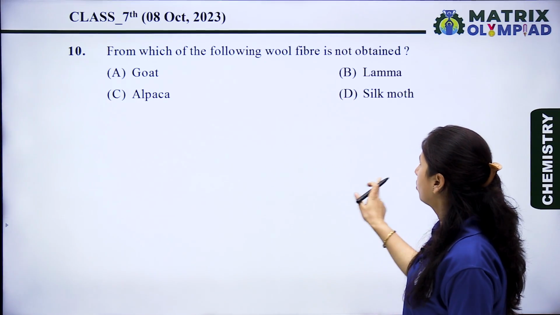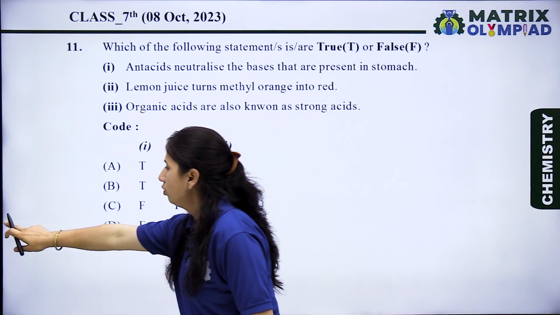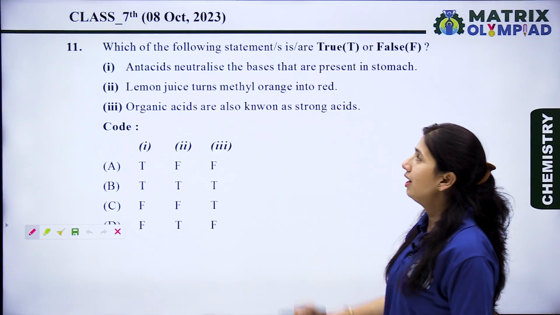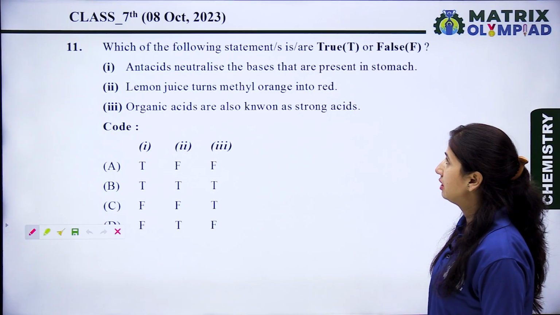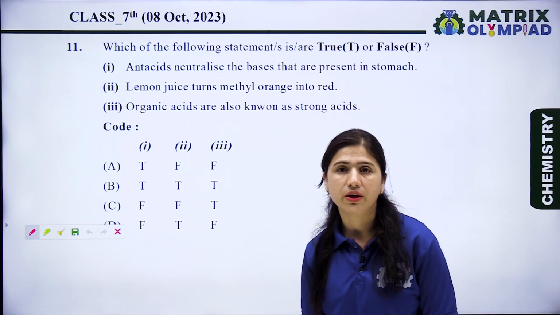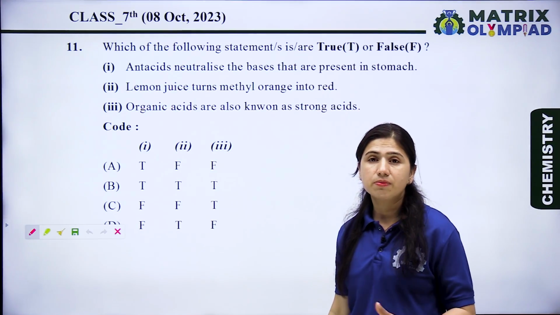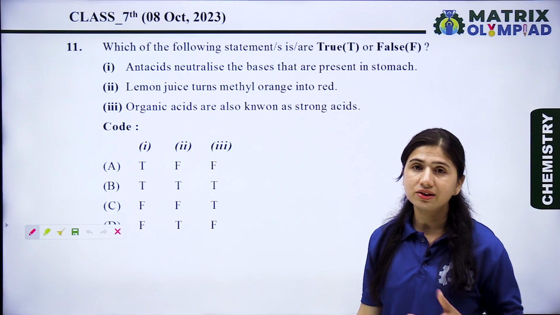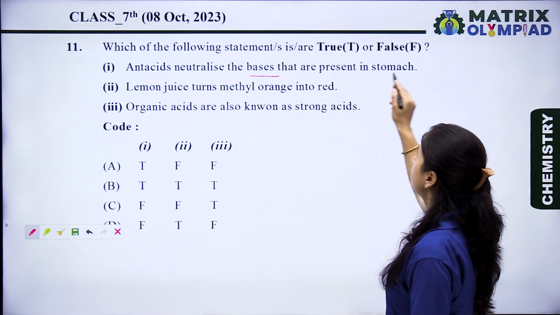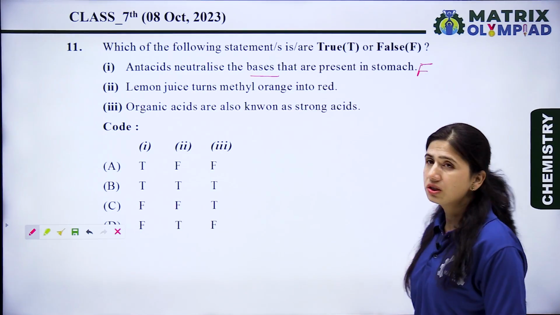Okay, now the next question is, which of the following statements are true or false? So let's see the first option. Antacids neutralize the bases that are present in the stomach. This is a completely wrong statement, because antacids are substances which react against acids. Antacids neutralize the acids that are present in the stomach, not the bases. So the first statement is false.